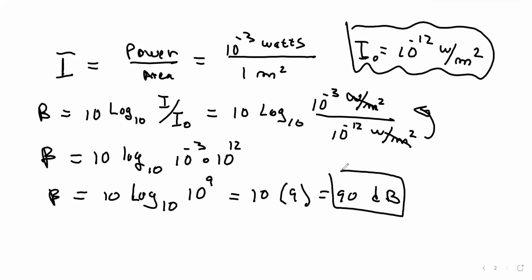And the intensity of a sound that has a power over area, which is the intensity of 10 to the minus 3 watts over meter square, if you want to measure it in decibels, it's 90 decibels. And that's an example. We'll do more.